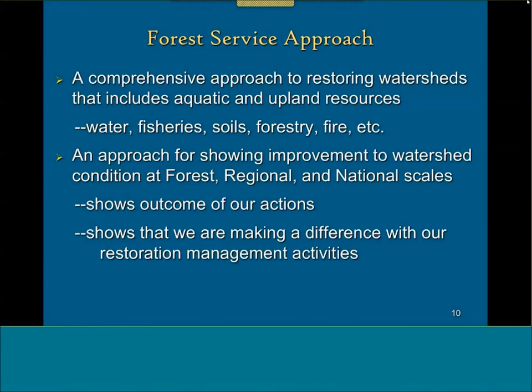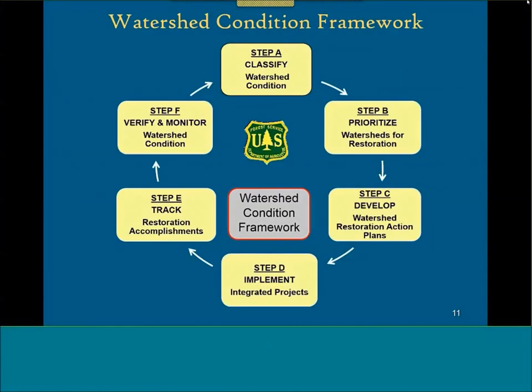And as I mentioned, the multiple scales is very important, and it's hard to find a solution that means something on the ground when you're working with partners and have that same action roll up and still tell the story at the national level. So for the Watershed Condition Framework, I'm going to review these 6 steps, go over them pretty quickly. But it's a 6-step circular process, and coming back to the beginning is an important aspect.